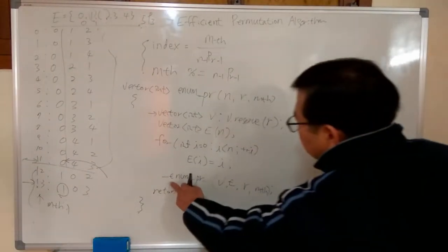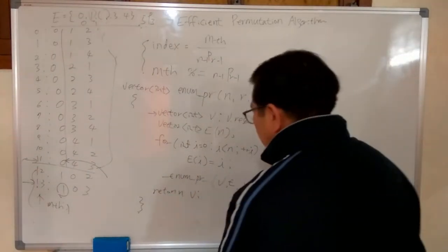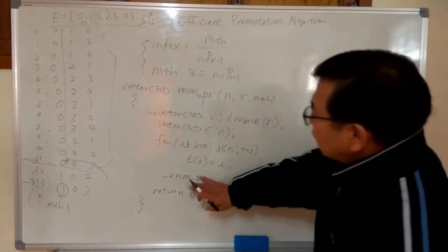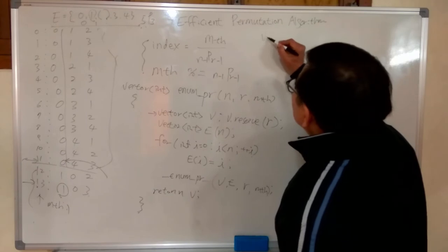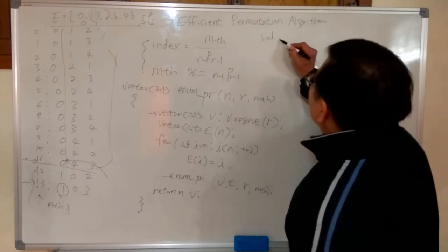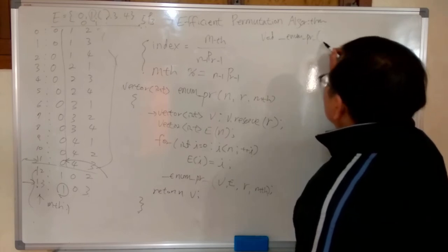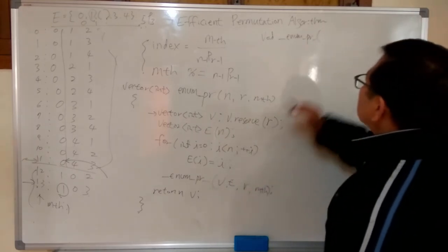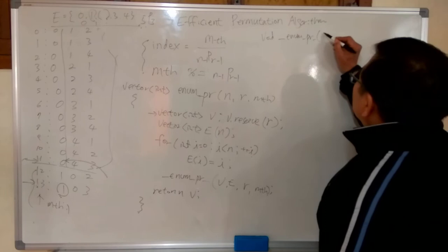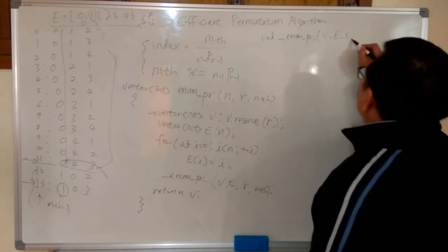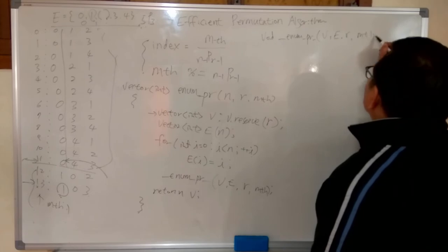Here we have to implement this function. This function will be something like this. Void enum pr. Here we will get the vector. This should be vector b, e, r, m's, like this.